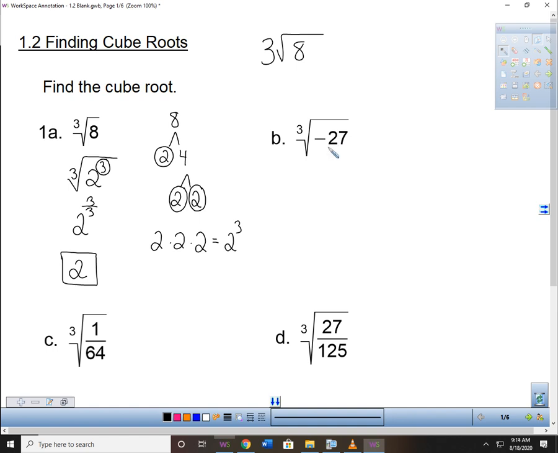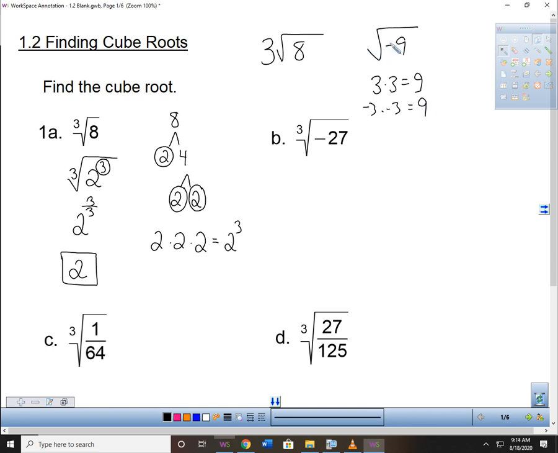Now, when you take an even root, you can't take an even root of a negative number, because if I try to take the square root of, let's say, -9, if I take a number times itself, it always comes out positive. If I do 3 times 3, that's +9, right? -3 times -3 is +9.